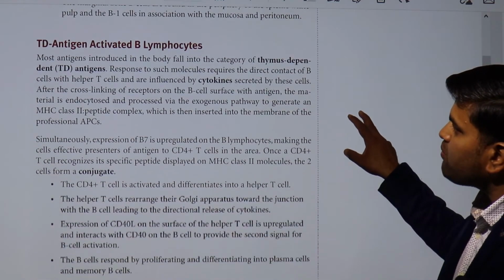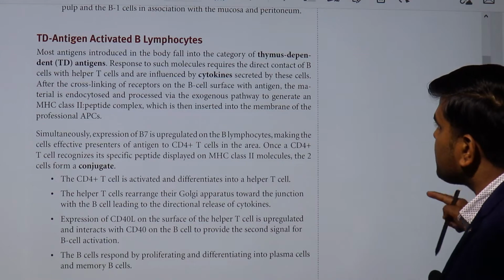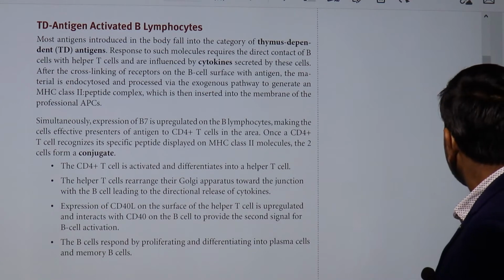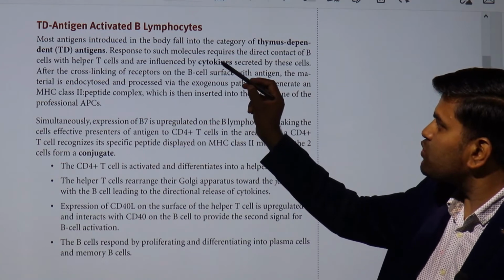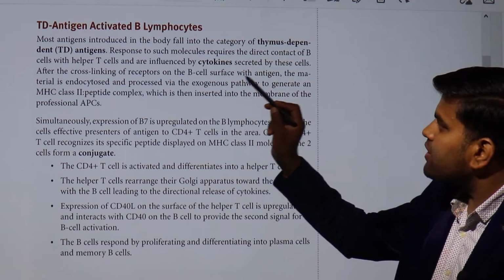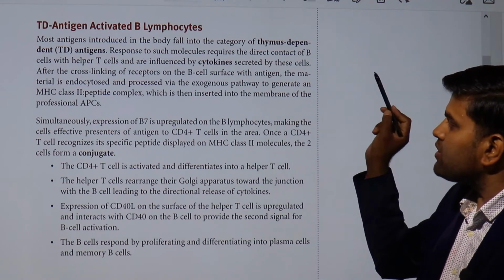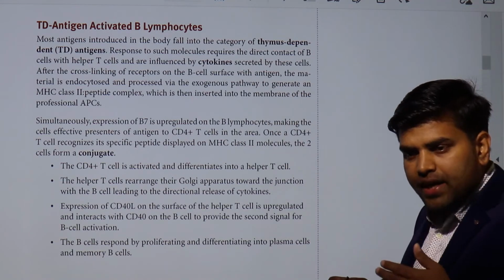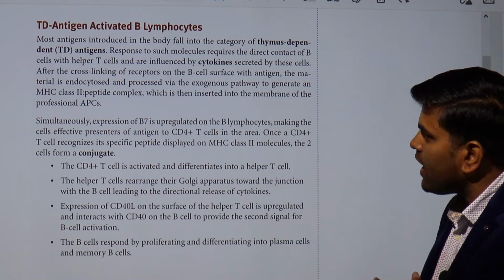If you talk about the thymus dependent one, what is it? Most antigens introduced in the body fall into this category. The thymus dependent antigen response requires the direct contact of the B cell with the helper T cell and is influenced by the cytokines secreted by this T cell. So there is direct activation of the B cell with the help of the helper T cell.